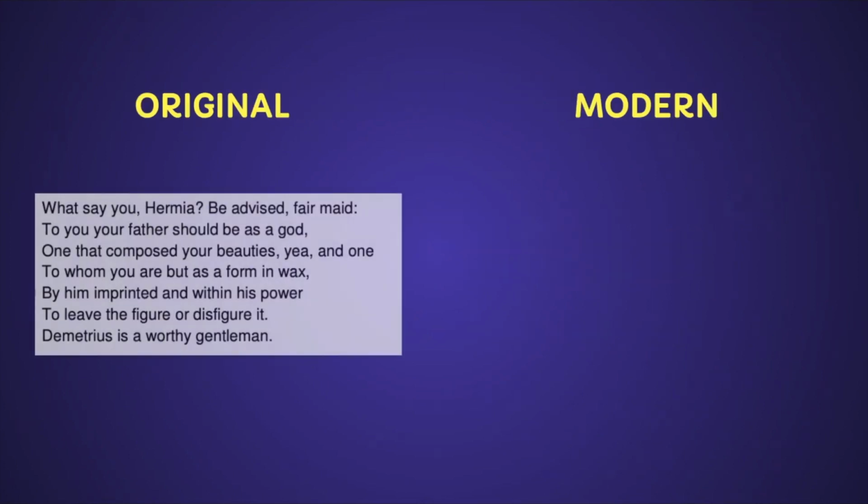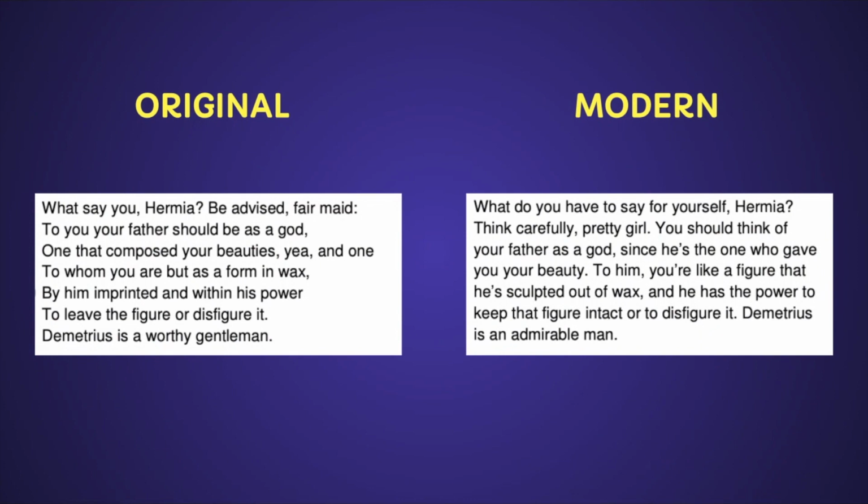Okay? Another paragraph I pulled out is Theseus talking to Hermia. I'm going to read the original. "What say you, Hermia? Be advised, fair maid. To you your father should be as a god, one that composed your beauties, yeah, and one to whom you are but as a form in wax, by him imprinted and within his power to leave the figure or disfigure it. Demetrius is a worthy gentleman."